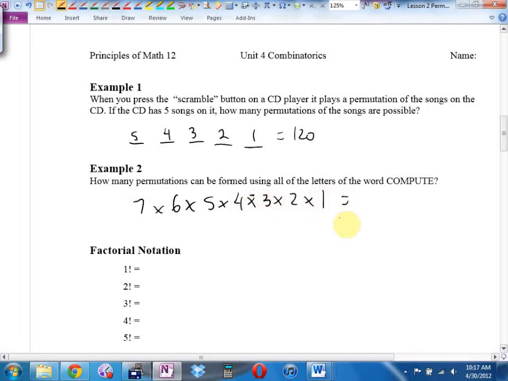What is 7 times 6 times 5 times 4 times 3 times 2 times 1? 5,040?